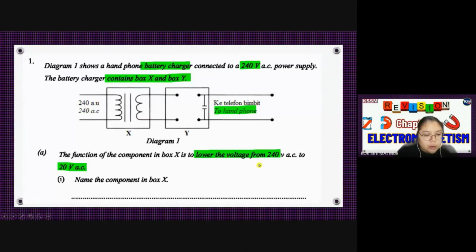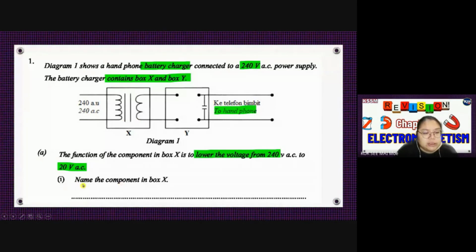Okay, from the 240 become 20. Okay, another Y. Suppose the question, you know, like this one transformer, this one's a Y. Y actually they want to convert AC become DC. Okay, that one should be diode last.